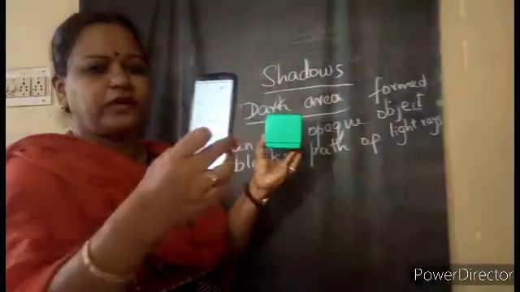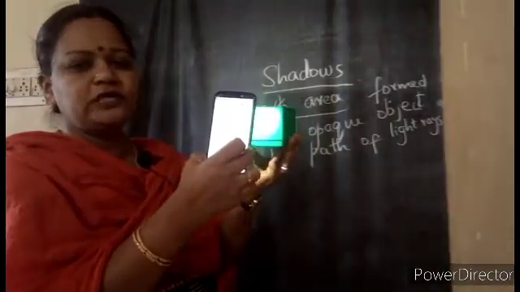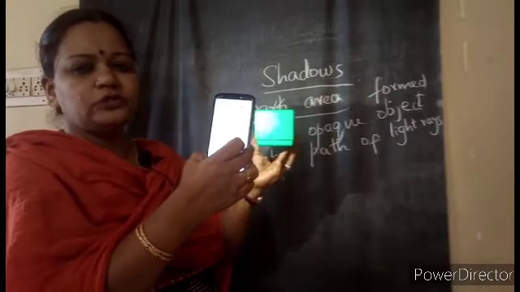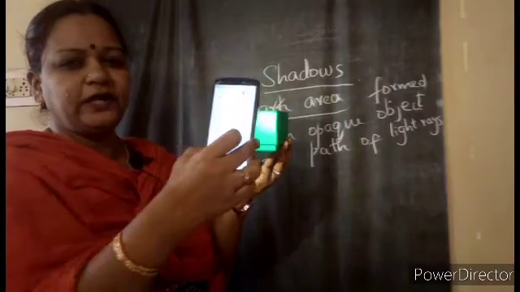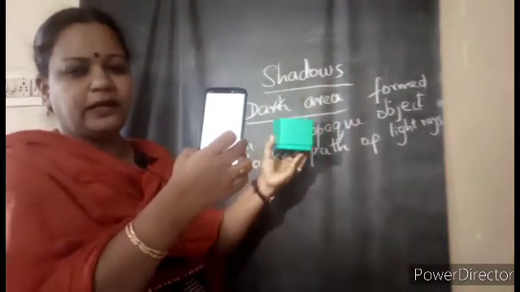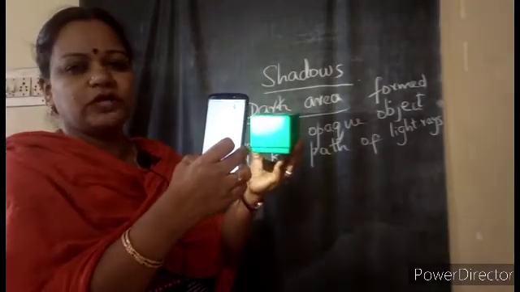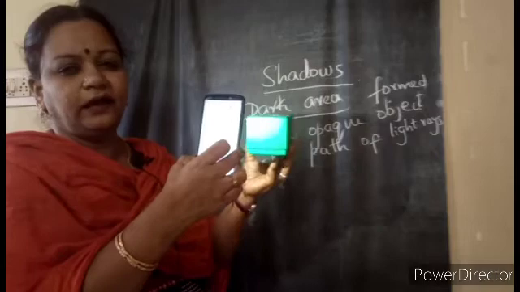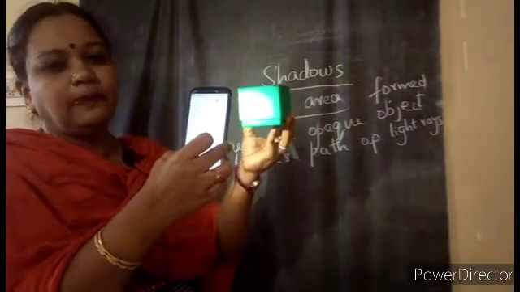See, this is the source of light. Moving the source of light and also moving the object, you are able to see that the size of the shadow is increasing and decreasing. See, I am moving the source of light here and there, and also moving the object here and there, so you see the size of the shadow increasing and decreasing, and you can all see that the shadow is black in color.